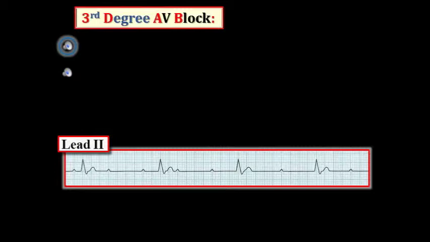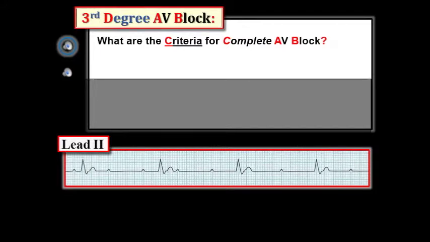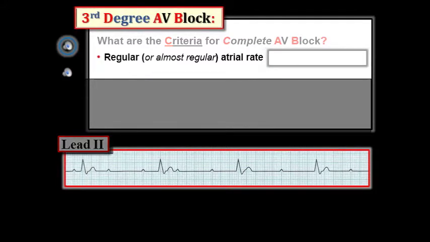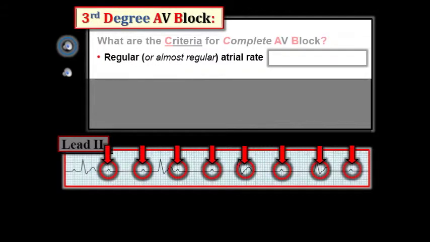What then are the criteria for complete AV block? First, there should be a regular, or at least almost regular, atrial rate. I say almost regular because there may be slight variation in the P to P interval due to underlying sinus arrhythmia. But all P waves should look the same and there should not be great variation in the P to P interval, which distinguishes complete AV block from blocked PACs or sinus pauses.